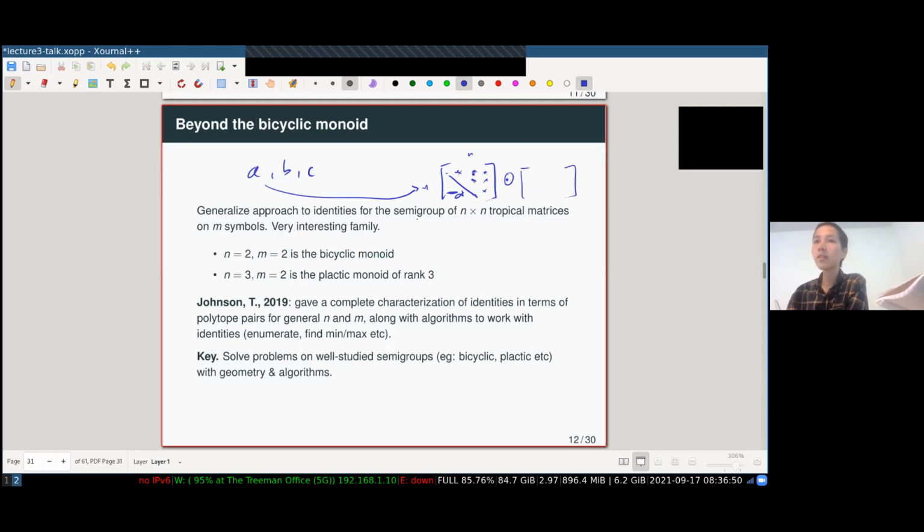So this family of tropical matrix semigroups is interesting in itself. Of course they form a particular bunch of semigroups, but if you choose particular parameters, then you recover semigroups that people really like in semigroup theory. When n is 2 and m is 2, you get the bicyclic monoid. When n is 3 and m is 2, where m is the number of letters and n is the size of the matrix, you get something called the plactic monoid of rank 3.